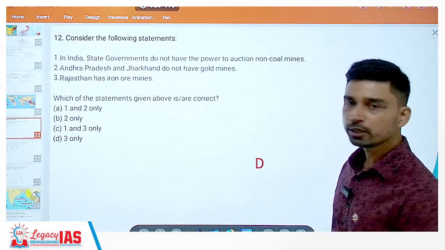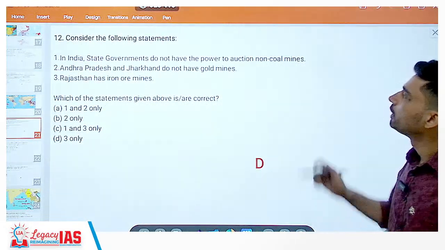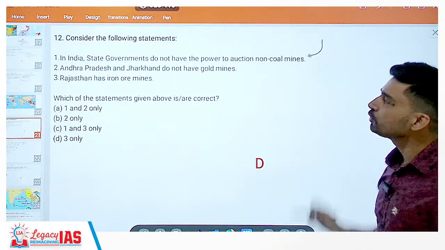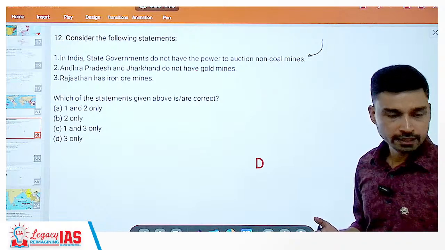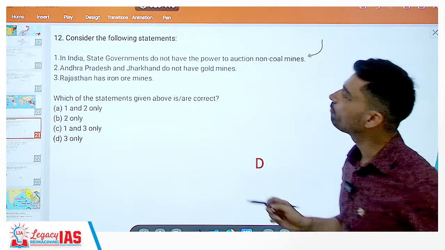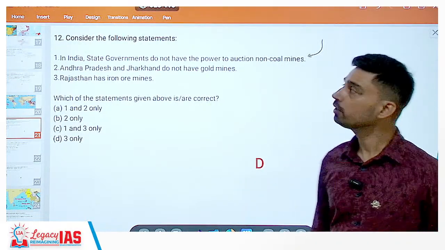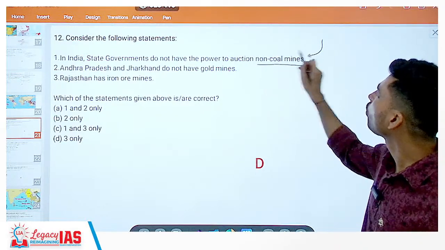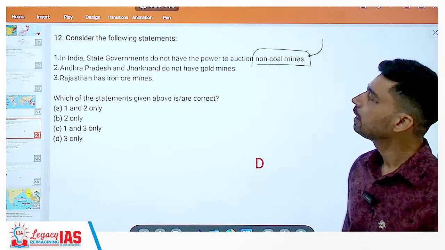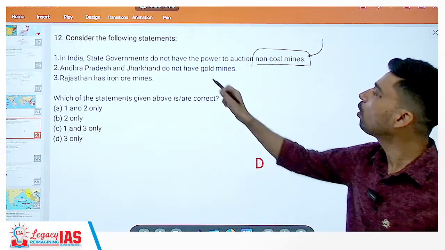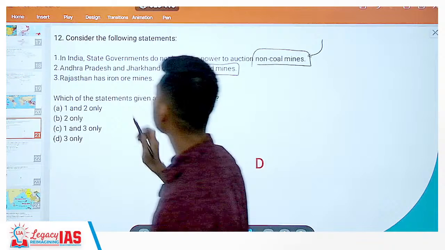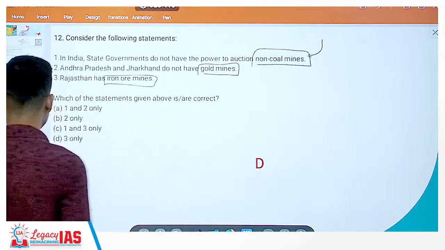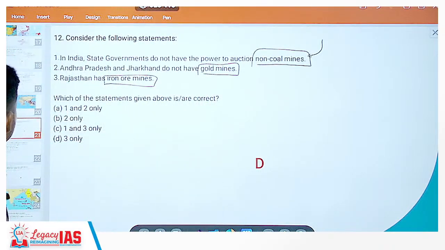The next question is related to minerals, about Indian geography, especially related to India. Three statements are given here. First, in India, state governments do not have the power to auction non-coal mines. Second, Andhra Pradesh and Jharkhand do not have gold mines. And third, Rajasthan has iron ore mines. So which of these given statements are correct here?